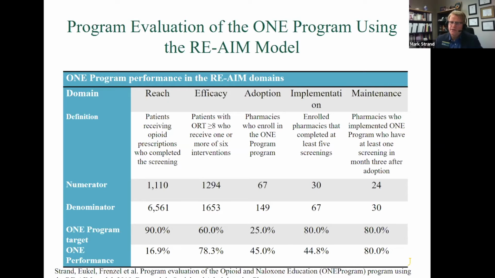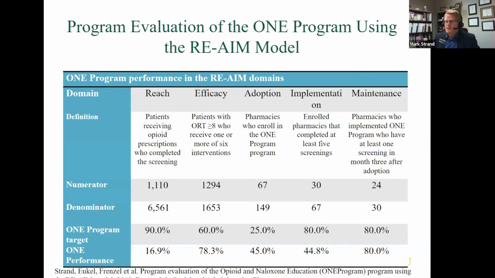I'll talk more about that later. Efficacy, we thought 60%. So we believed that of those who were screened, 60% would receive services appropriately. And in fact, it was 78.3%. It was much higher. And this gave us a lot of confidence in the validity and the value of the tools that we had used and designed. Adoption is the number of pharmacies who enroll. So of the 149 community pharmacies in North Dakota, 67 adopted the one program. Our target was 25%, and we were surprised to find 45% of them adopting, and we were thrilled.